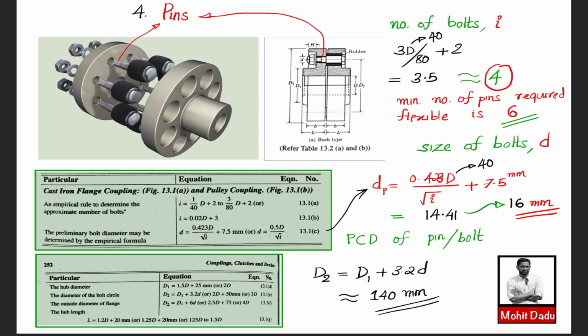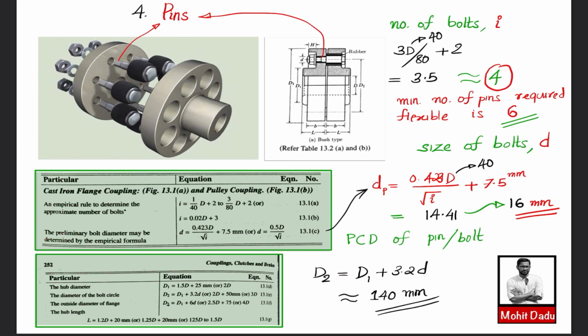And finally you have to evaluate the pitch circle diameter of the bolt. That means this diameter, the capital D2, you have to evaluate, and for that you have this empirical relation. The diameter of the bolt circle D2 equals D1 plus 3.2 times d. Then you will be getting this diameter as 140 mm. So the dimensions of the pin we have evaluated.